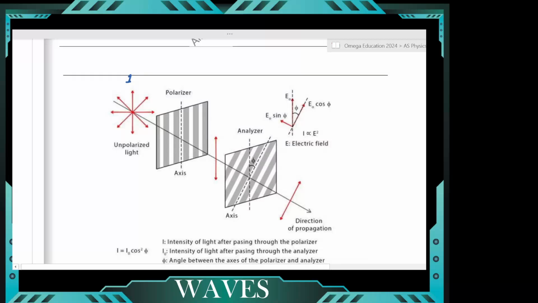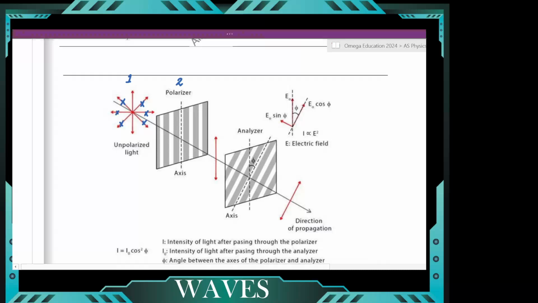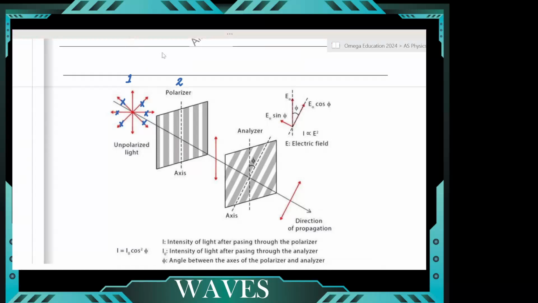Step number 1, you have unpolarized light coming from a source of light. In step number 2, you place a polarizing filter that is placed vertically. The axis of the filter is vertical, hence the other oscillations are blocked. You can see this one blocked, this one blocked, and so on. Only a single oscillation can pass through, which is the vertical one. These oscillations can pass through in step number 2. And as you reach here, the light is now vertically polarized.